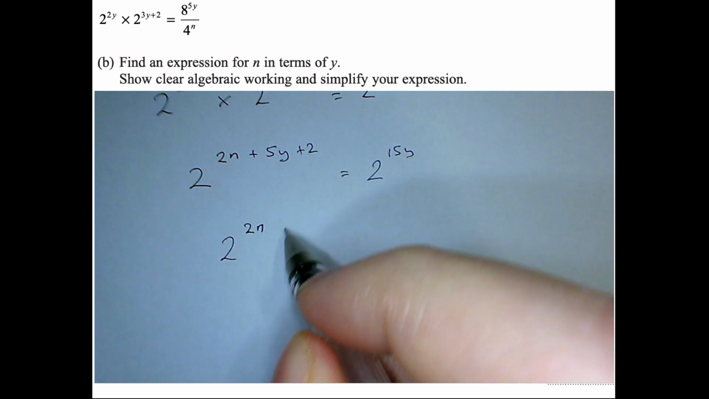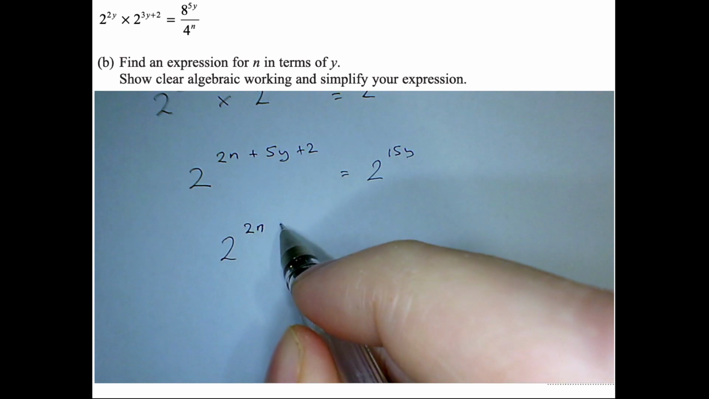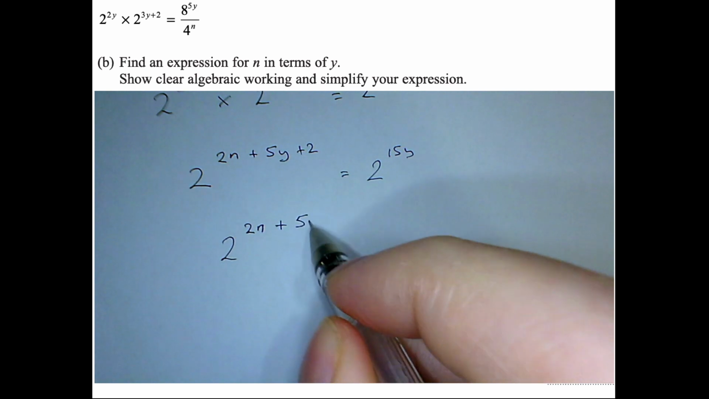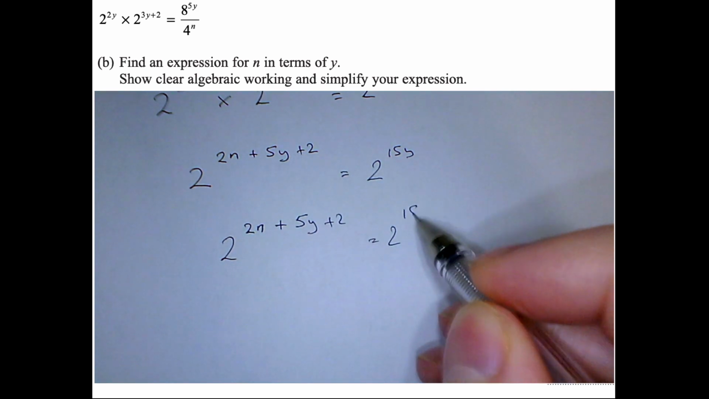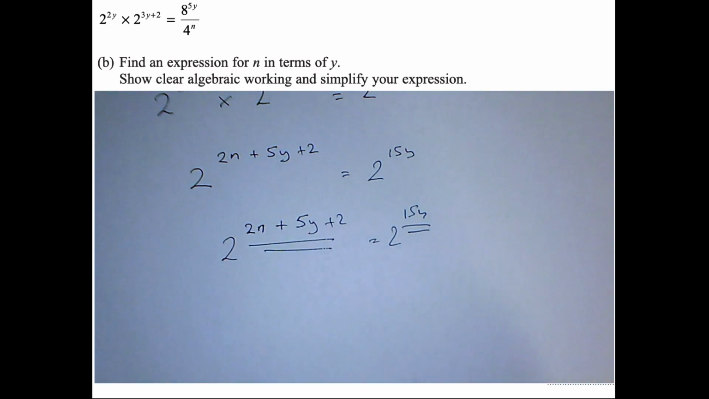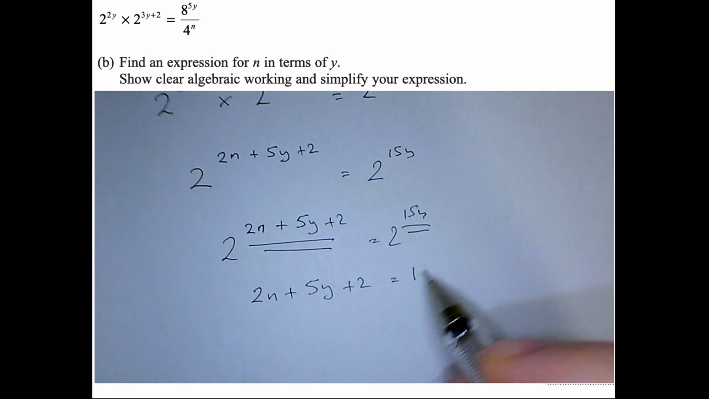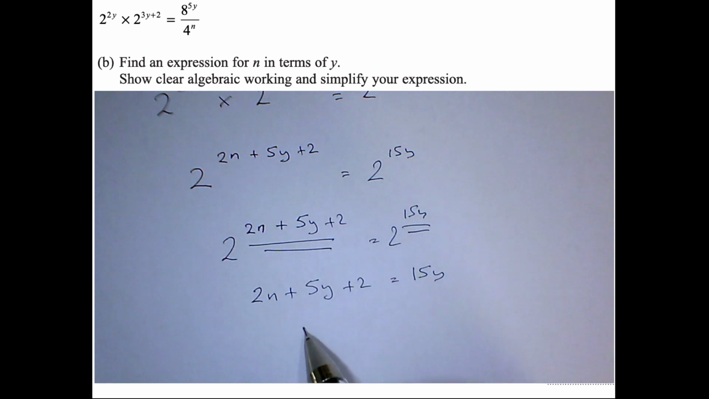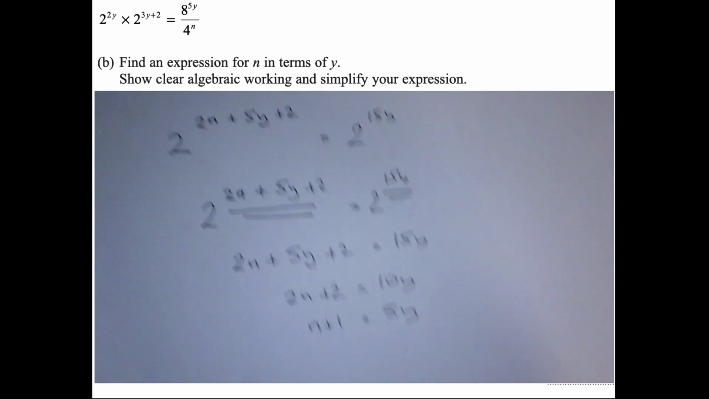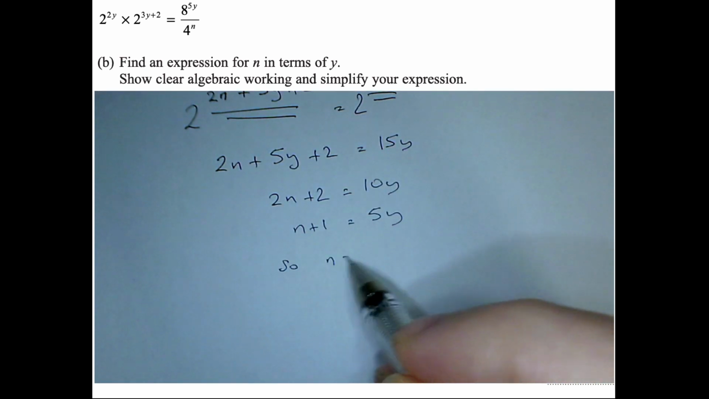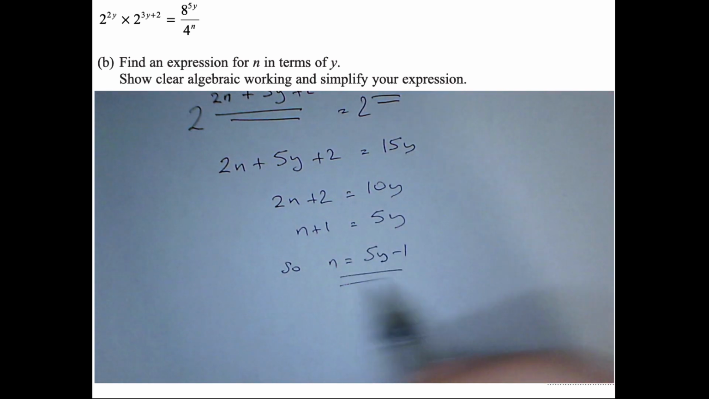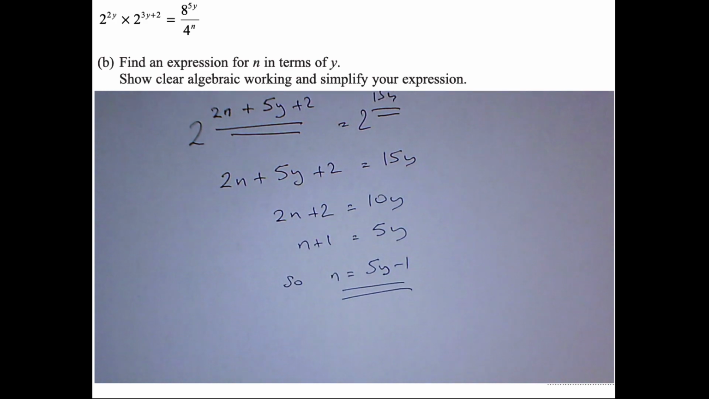Yeah. So do you see that I'm concentrating on the index numbers now. So we've got 2n plus 5y plus 2 on one power of 2, and on the other one we've got 2 to the 15y. So you see they're the same expression. It must be. So 2n plus 5y plus 2 is the same thing as 15y, and that means that 2n plus 2 is equal to 10y, and I think we can halve it, can't we? So n plus 1 is equal to 5y, halving it, and of course I can take the 1 over to the other side, so I'm left with n equals 5y minus 1. If you look at this question, it says find an expression for n in terms of y, so I've done that.